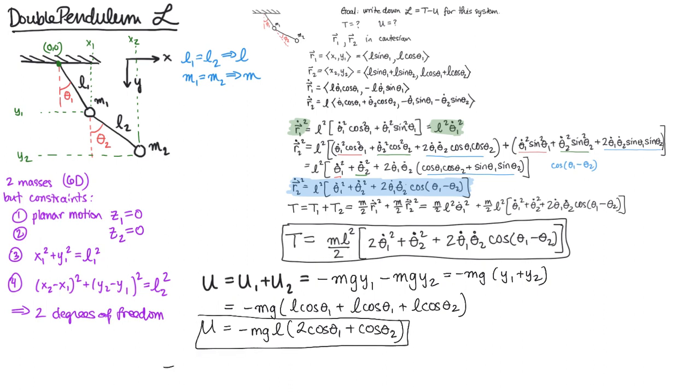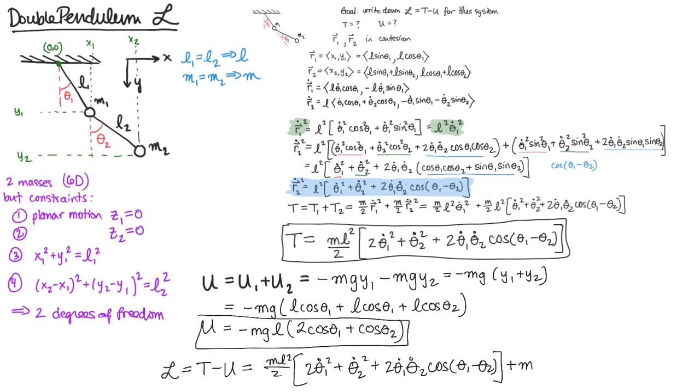Which at the end of the day now, our Lagrangian is just T minus U, and we can write that as m L squared over 2 times 2 theta 1 dot squared plus 1 theta 2 dot squared, the cross term, cosine of angle difference, minus the potential, so that's minus a negative, that gives us a plus m g L, and then we have the two cosine pieces. And that's it. That is our final expression for the Lagrangian.